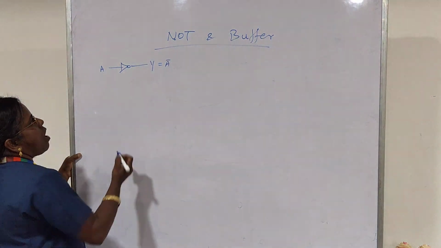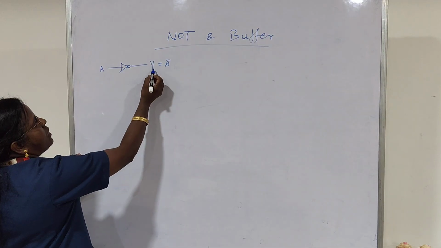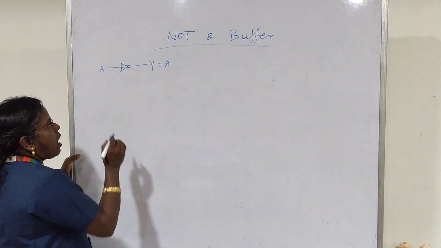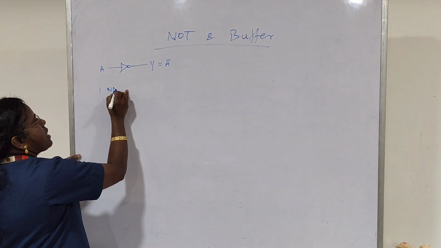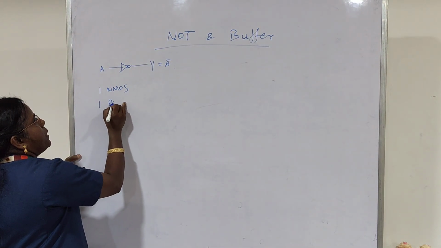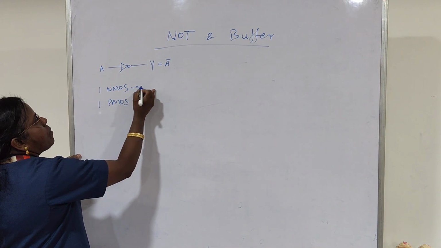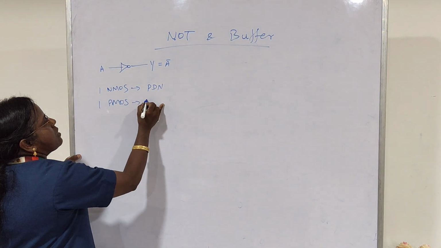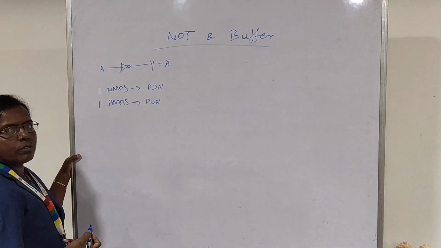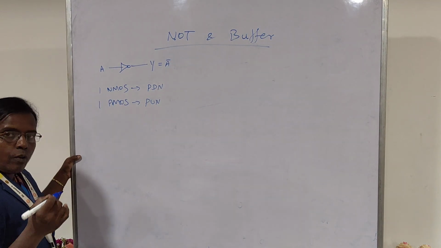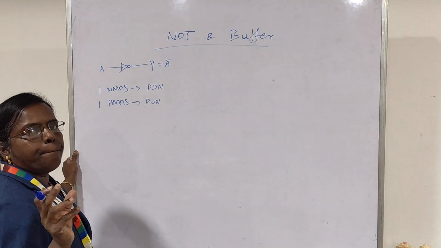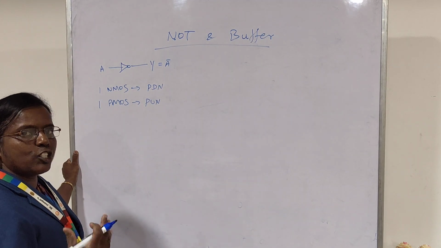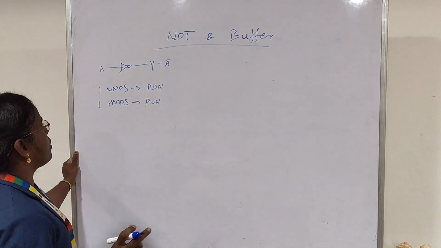Okay, now how can this circuit be implemented? Look at this output function Y, which has only one input variable. So we have to use one NMOS transistor and one PMOS transistor. This NMOS transistor is connected in the pull down network and this PMOS transistor is connected in the pull up network. Okay, so always try to implement the pull down network first, and then the pull up network will be the conduction complement of the pull down network.